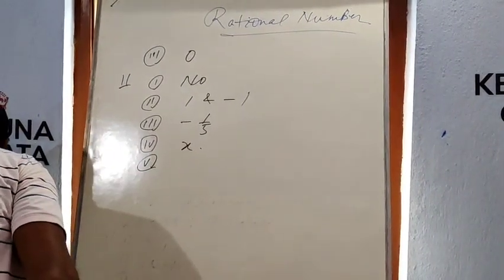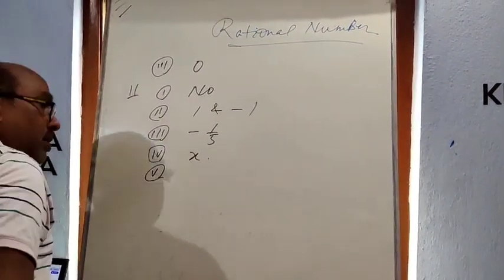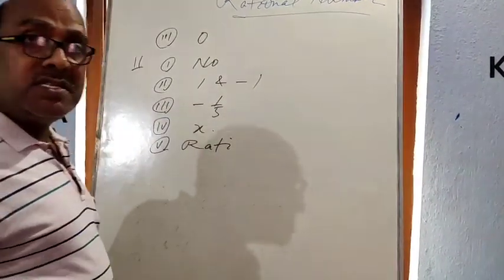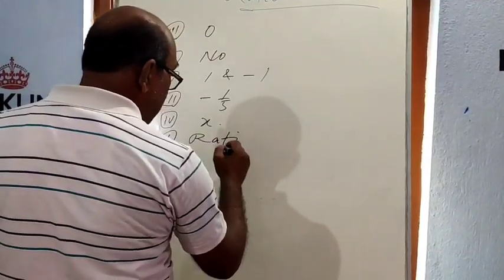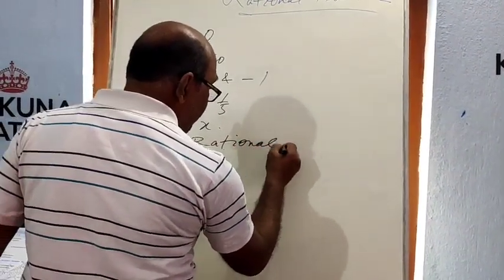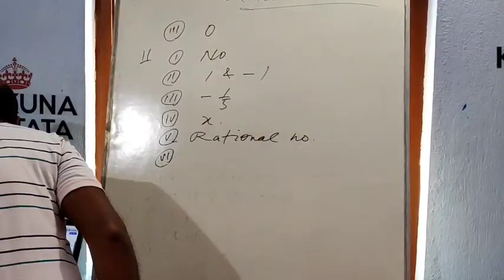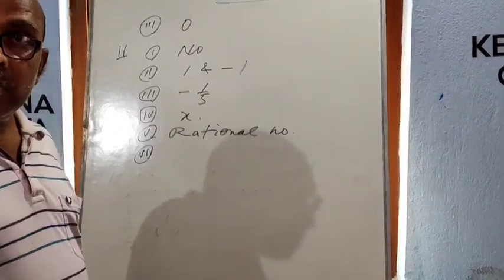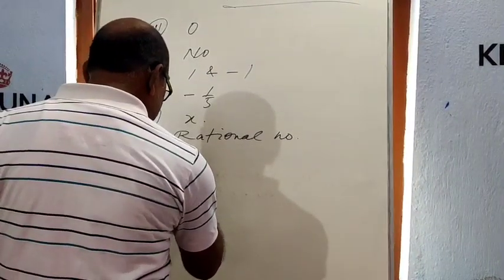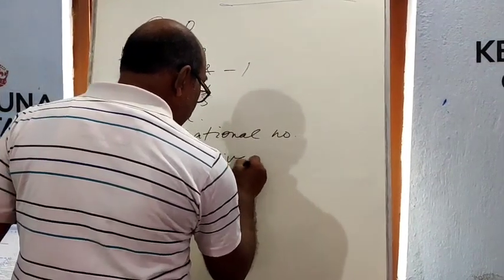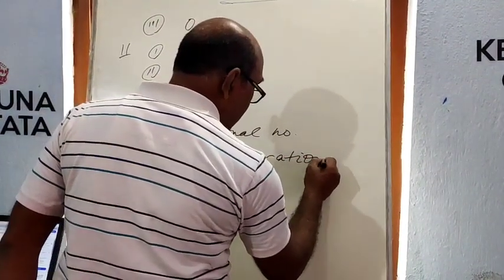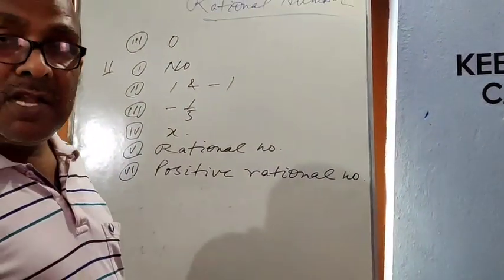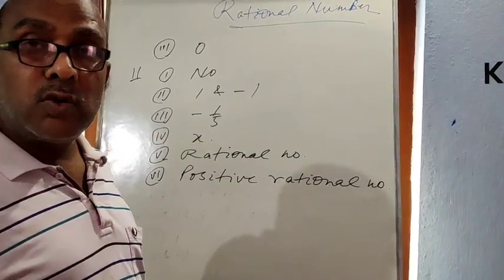Now question number 5. The product of two rational numbers is always a rational number. The product of two rational numbers is a rational number, and therefore the answer to this question is rational number. Now 6. The reciprocal of a positive rational number is positive. Your answer is positive rational number. Now this exercise is finished and the remaining questions are for you to solve as homework.